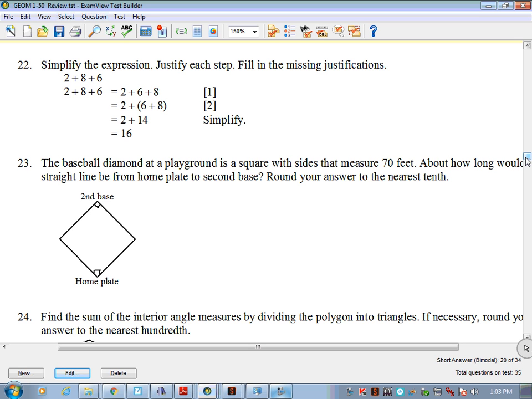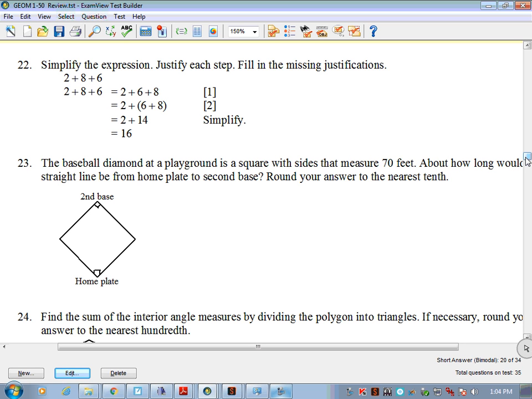Question number 22. We're getting a proof here. It's a pretty simple proof. It's just going through the math. It says simplify the expression, justify each step, fill in the missing justification. It almost seems like there's missing information in that question. Okay, so yeah, it's actually really pretty basic.